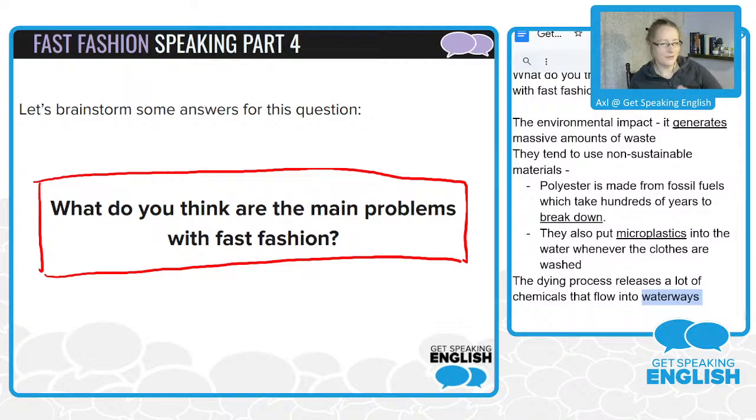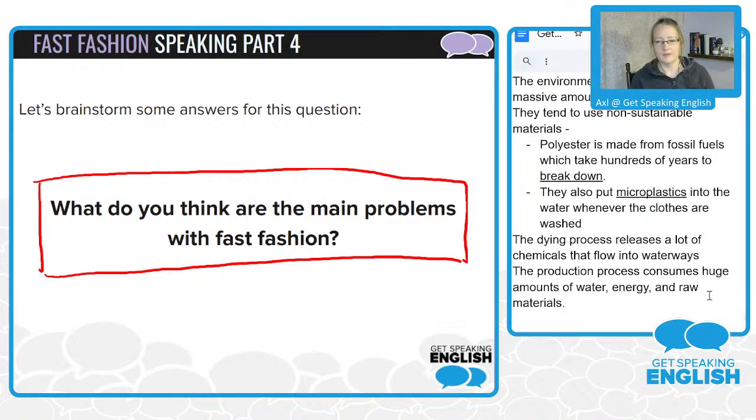Another thing too, just the production process consumes huge amounts of water and energy and raw materials, right? It just requires so much to make these products. And we just take it, use those materials temporarily, and then they end up in landfills, right? So that's definitely a big thing.